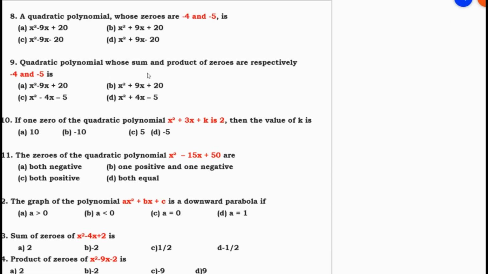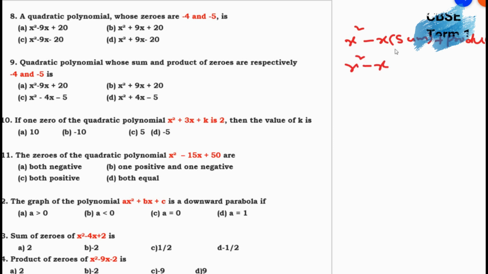Ninth question: a quadratic polynomial whose sum and product of zeros are respectively minus 4 and minus 5 is. If you see both the 8th and ninth questions, they are almost the same. You have to find the quadratic polynomial in both questions, but the only difference is that in the 8th question they have given zeros, and in the ninth question they have given sum and product. Respectively means sum is minus 4 and product is minus 5. So if we apply the same formula, the formula is x square minus x into sum of zeros plus product.